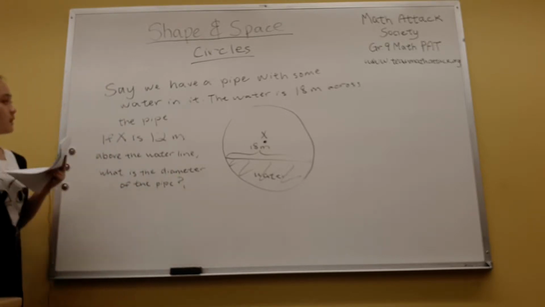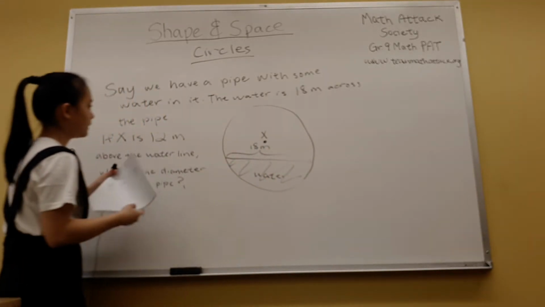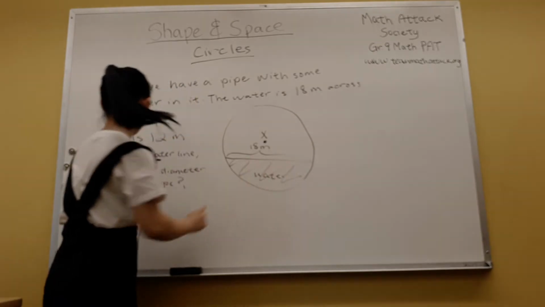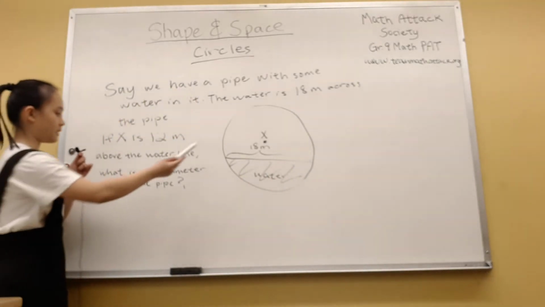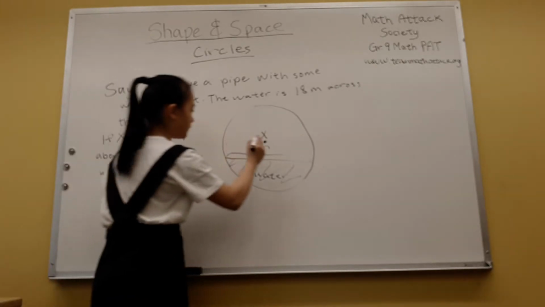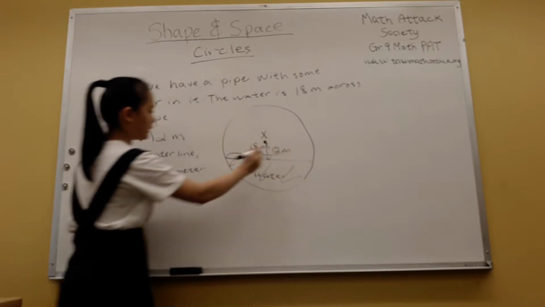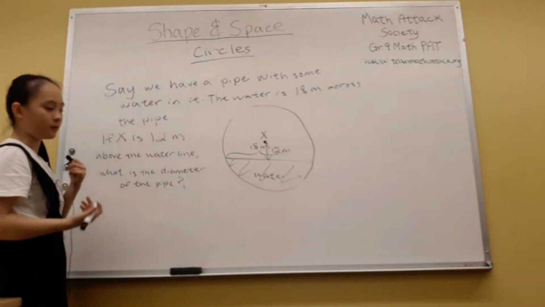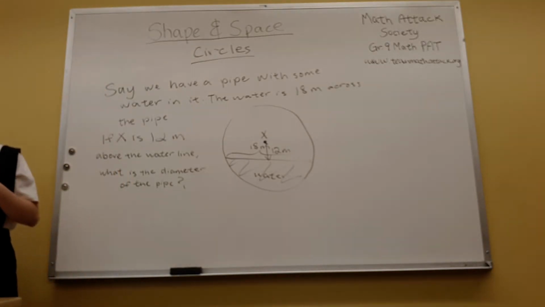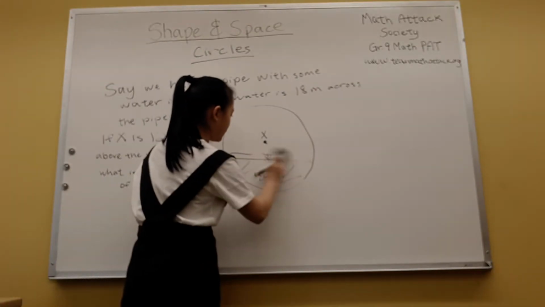So, once again, say we have this pipe right here with some water in it. The water is 18 meters across this entire pipe. So this right here would be 18 meters. If X is the center of the pipe, so the center of the circle on its side, and this X point is 12 meters above the water line, what is the diameter of this pipe? So we're going to use some things we just learned, and I'm going to erase some of this for now.